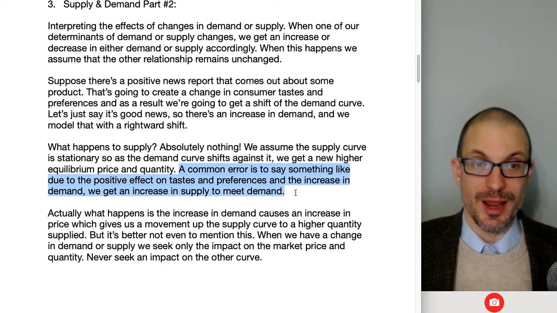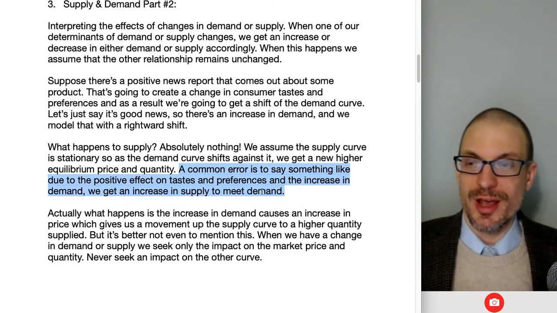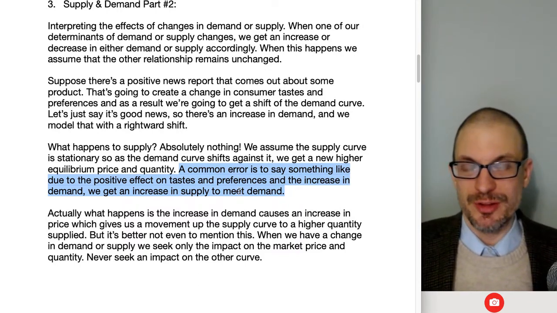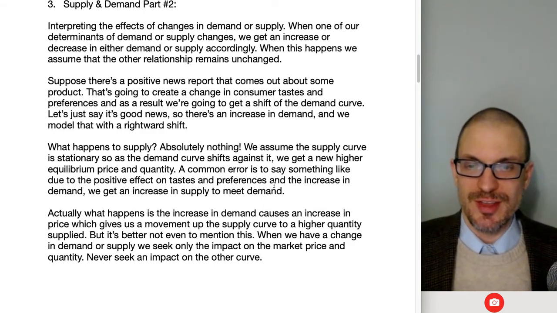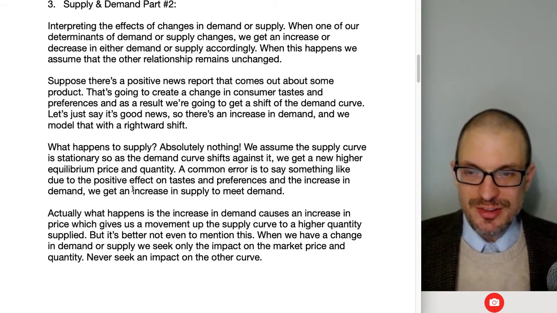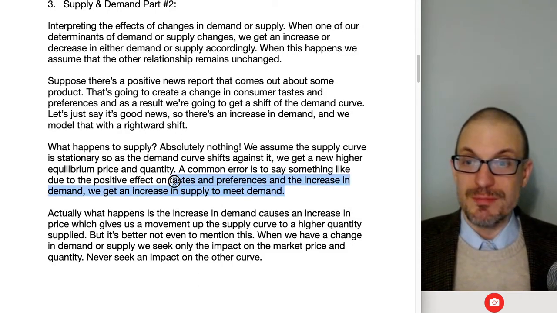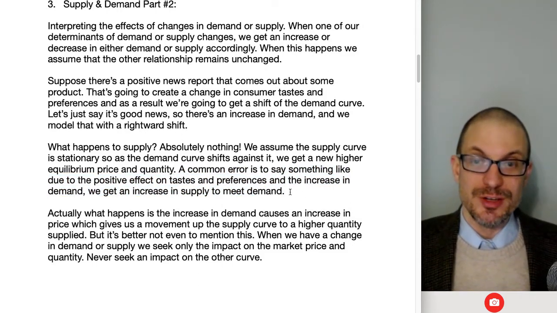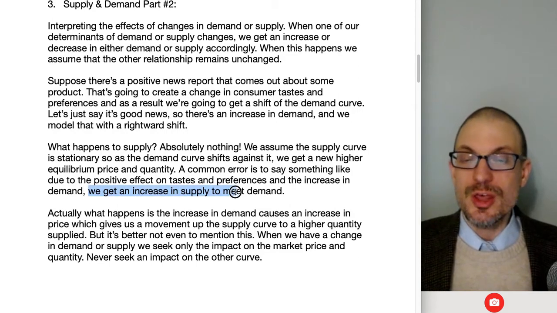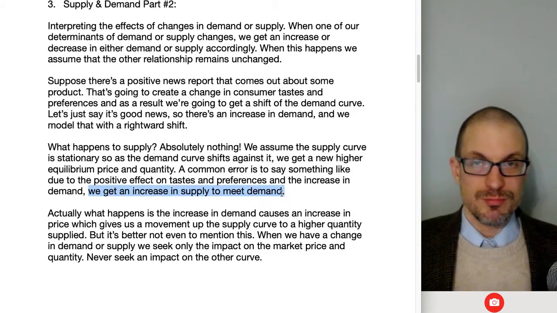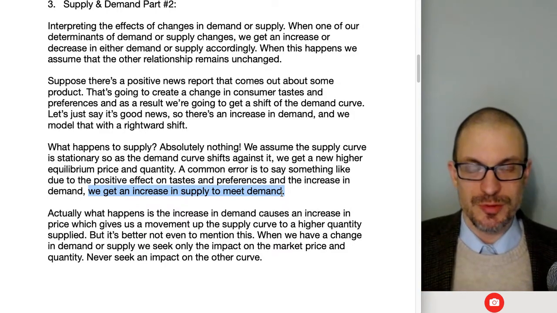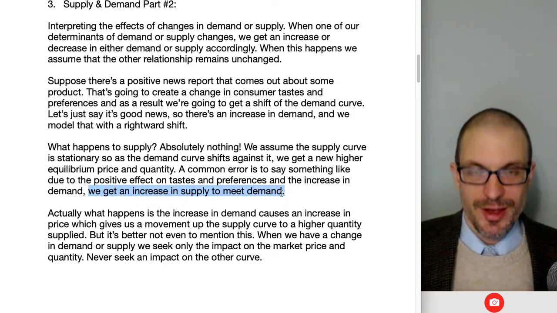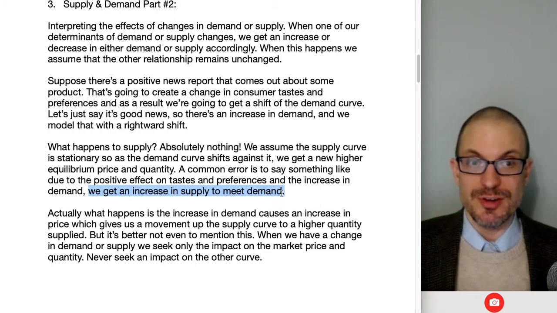Where's another common error? Well, there's another common error to try to tell some story about what's happening to supply, right? So maybe people would say something like, due to the positive effect on tastes and preferences, the increase in demand leads to some increase in supply to meet demand, right? Which is completely the wrong way to think about it. The reason why is, to be able to get supply to change, we need something other than price to change that's going to act on the supply side.